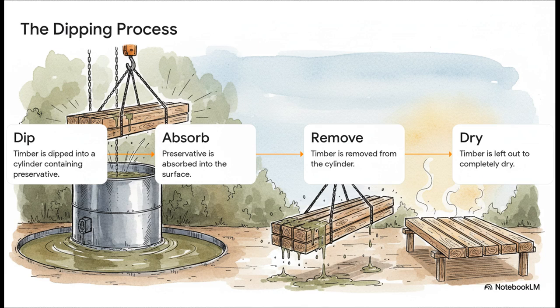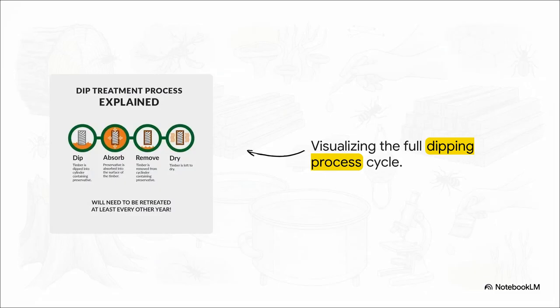To step up our game, we can use the dipping process. This is a very strict 4-step cycle. You dip the wood into a vat or cylinder of preservative. Let the wood's natural cells absorb it, remove it from the cylinder, and leave it out to dry. Because the timber essentially drinks the liquid, you get a much more uniform coverage.